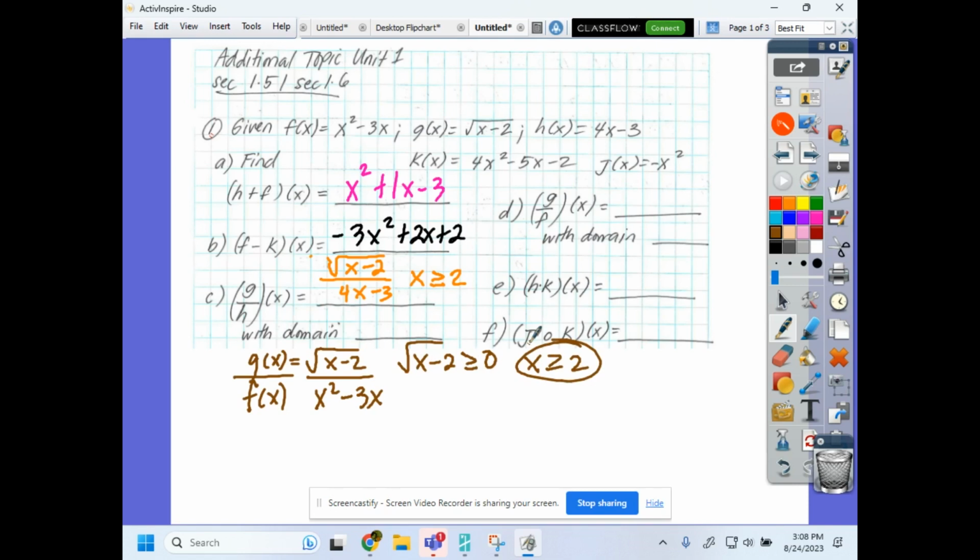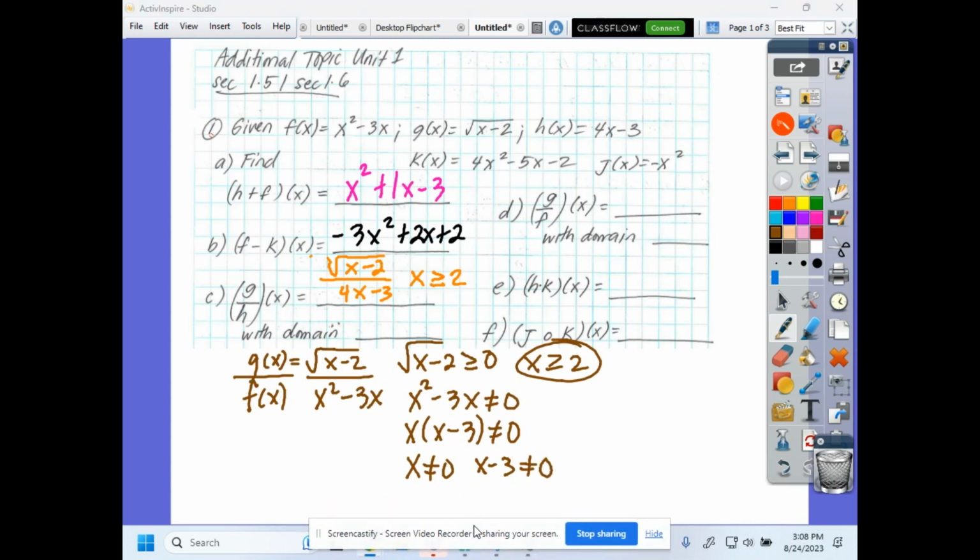What do we do with the denominator? We have here x squared minus 3x. We know that this cannot be equal to 0, but we also know that they have a common factor. The common factor here is x. And you can set them not equal to 0: x not equal to 0, x minus 3 not equal to 0. So therefore, you're going to have an answer x not equal to 0 and x not equal to positive 3.